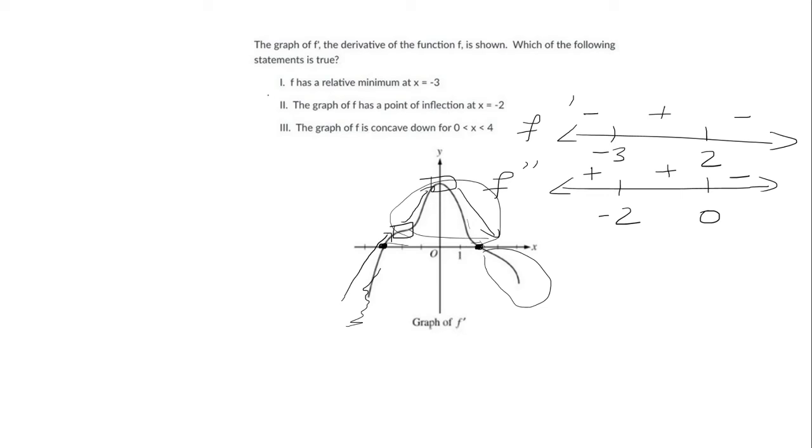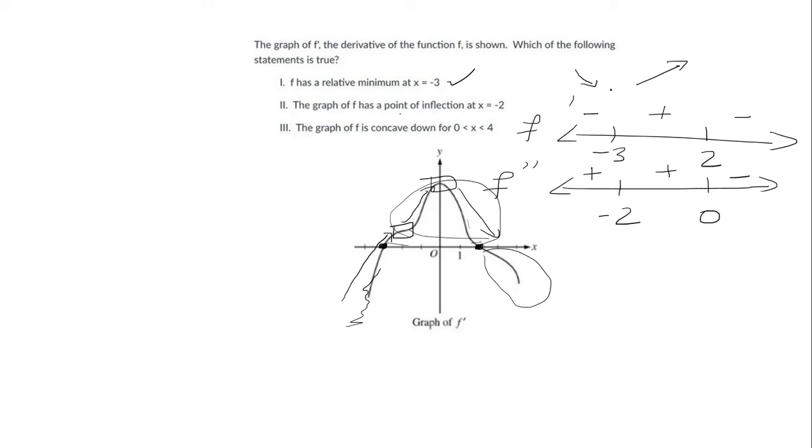So given this, let's answer the questions now. F has a relative minimum at x equals -3. Well, the derivative is negative to the left of -3, which means decreasing, and then it's positive, which means it's increasing. So yeah, that looks like a local minimum, or relative minimum.